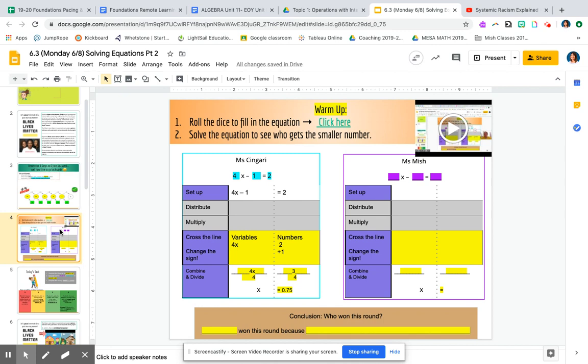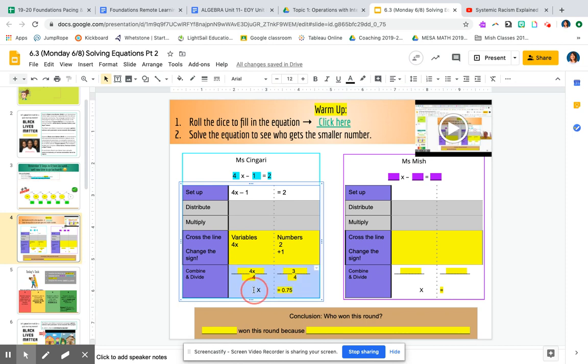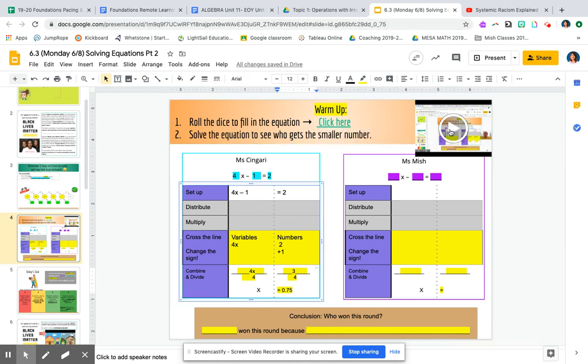All right, now we're going to do a warm-up, and it is another game. It is a competition. So the goal is to fill out the blank spaces with the dice and solve. After we solve, the winner is the person with the smallest number. All right, so the smallest number for X. So Miss Sangari did hers. Let's watch and listen.